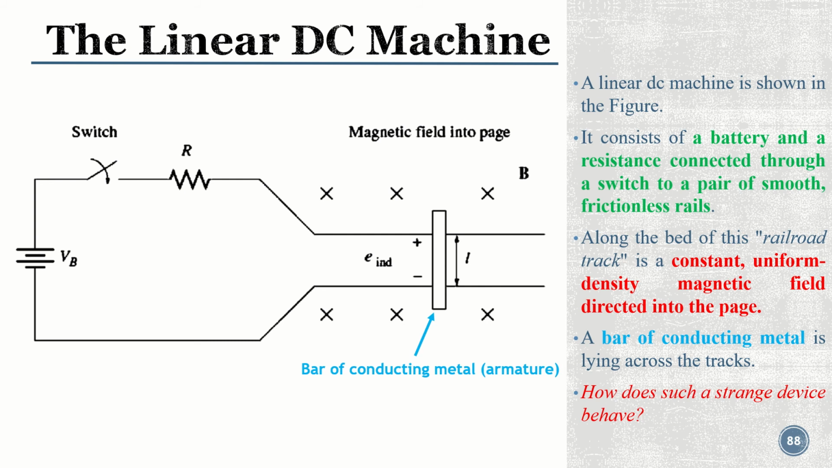So we will consider this basic linear DC machine, which consists of an input battery, a switch, a resistor, and a bar which is present in a magnetic field directed into the page. It has a length of L. This is a bar of a conducting metal, like copper, present in a magnetic field. Now, how will this machine start operating? We will see that.